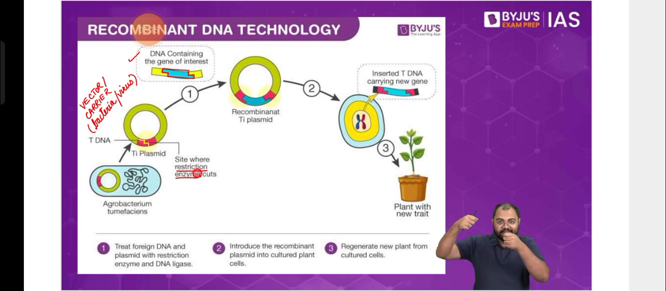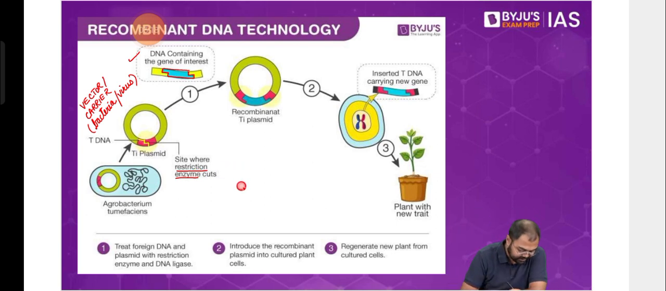Now it has made the cut and it will open it up, and this is where the gene of interest will be inserted. If you see, it looks something like this now that you have made the cut. This is how it is. You have made the cut from both the ends like this. So this is how the vector, or the carrier, looks now.